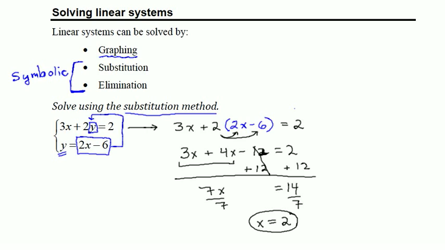Now I'm not done at this stage because, as we mentioned before, a solution to a system of equations is an ordered pair. It's not just a value of x. So I have to take either of these original equations and substitute that value in. I'm going to choose to use the second equation, y equals 2x minus 6, because it's already solved for y, and that makes it a little bit easier to substitute in.